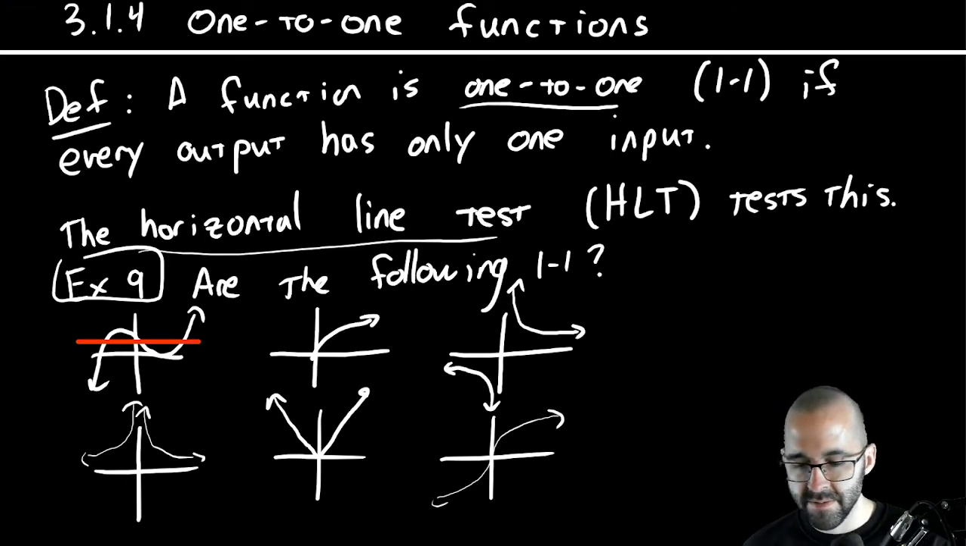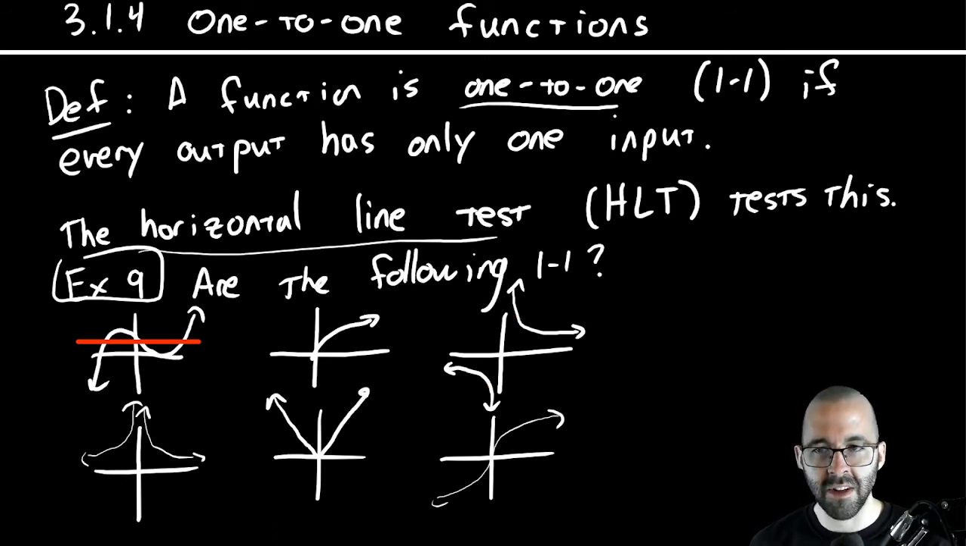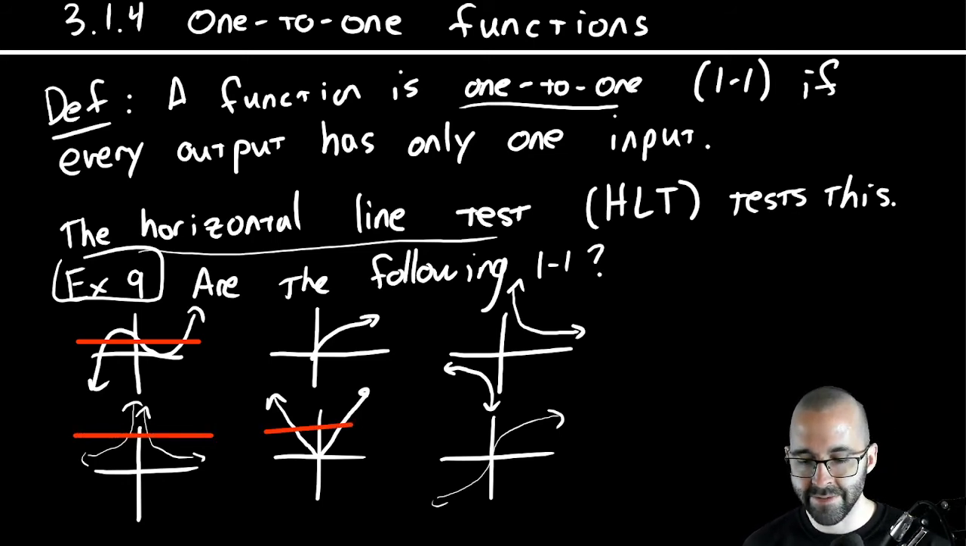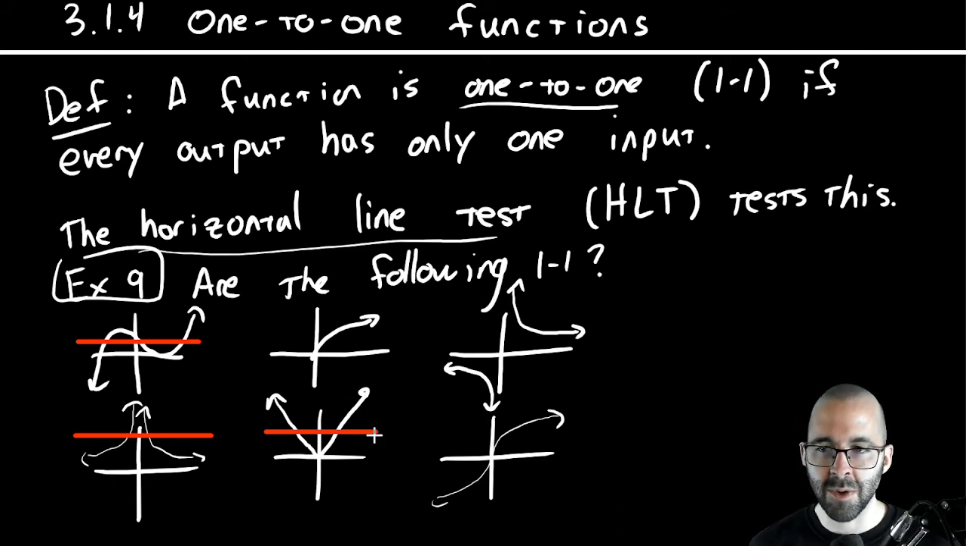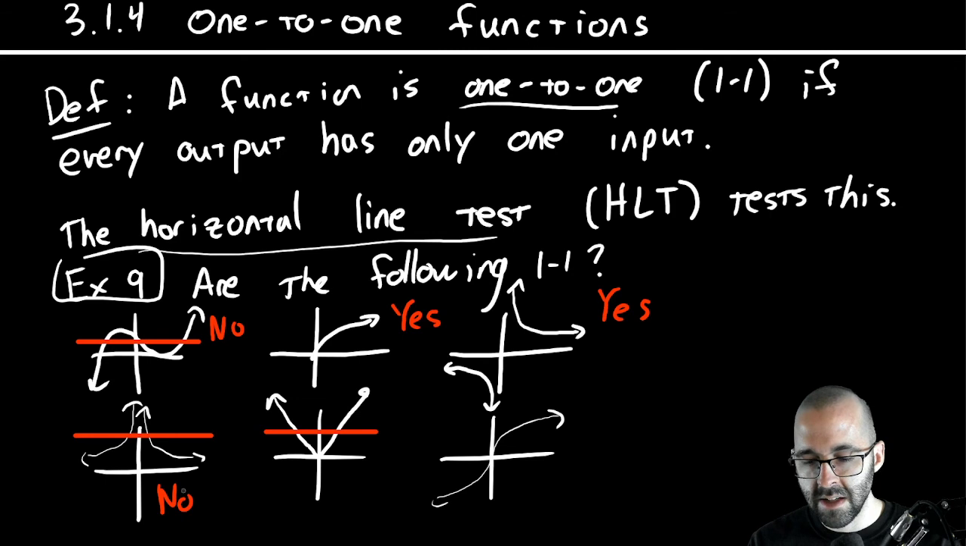Second one. Every horizontal line I graph only crosses it once. So the second one will be one-to-one. Third one, every horizontal line, those aren't horizontal, but it does pass a horizontal line test. This one doesn't pass a horizontal line test. This one doesn't pass a horizontal line test. All of these lines I'm drawing are crossing the white graph multiple times. This last one does pass though. All right, so anything with a line that crosses multiple times is not one-to-one. Everything else is one-to-one.